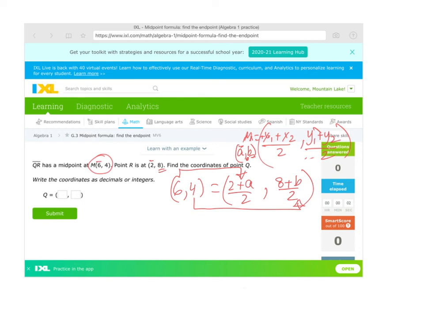So 6 and 2 plus a divided by 2 are comparative at the same spot. So let's say 6 is equal to 2 plus a divided by 2, and then we'll solve that. And then we have 4 is equal to 8 plus b divided by 2, and then we'll solve that. So we can use SADMAP.